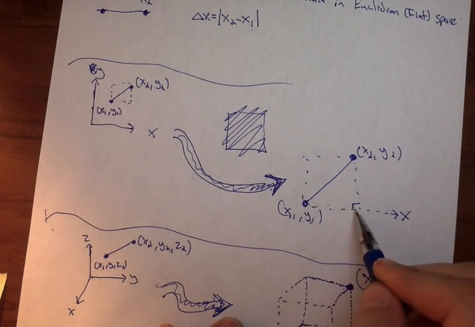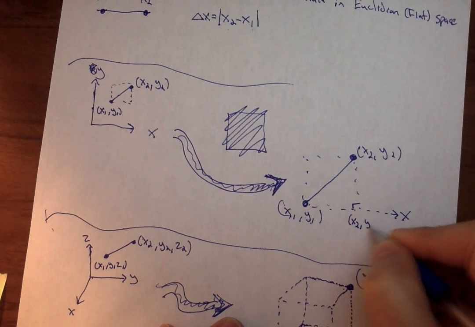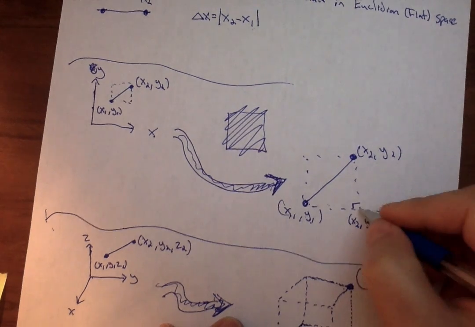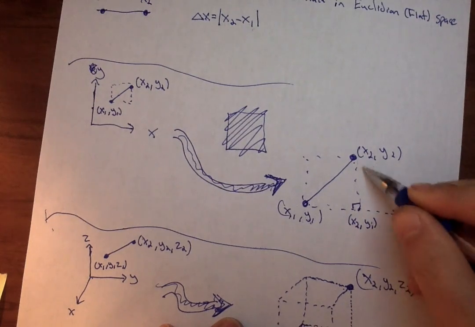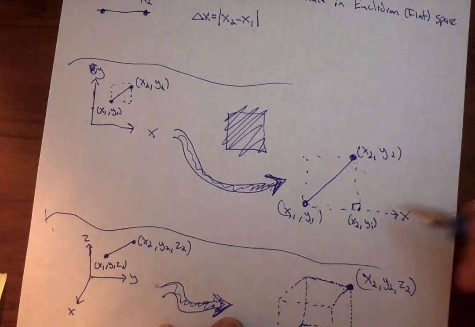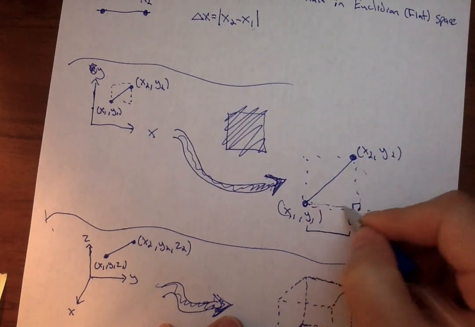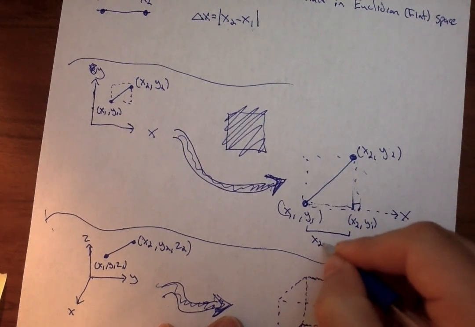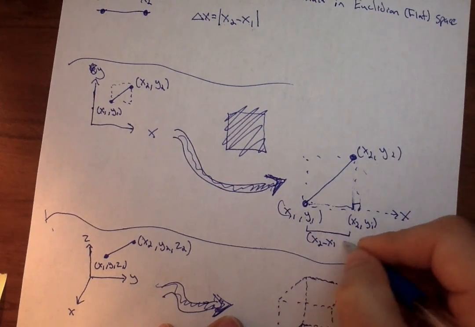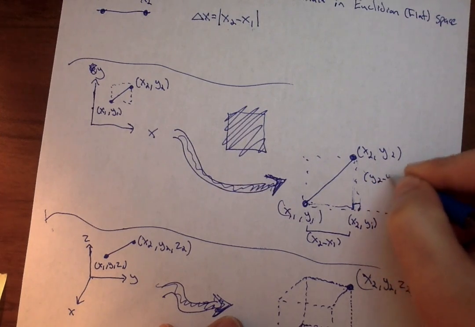So as we move along the x-axis, we're going to change to x2 here, but our y value is going to remain unchanged. Similarly, if we move along the y-axis, our y value is going to change, but our x value is going to remain unchanged. So now if we look at the legs of this right triangle here, we have x2 minus x1, just our one-dimensional distance formula. And this here is going to be y2 minus y1.